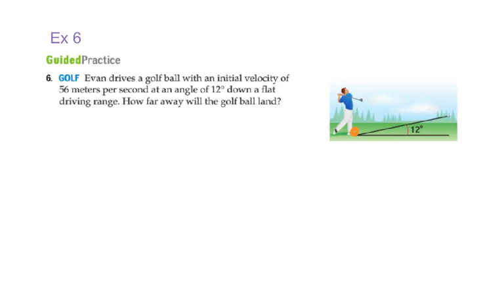Let's do example 6. A golf ball with an initial velocity of 56 meters per second at an angle that's 12 degrees down a flat driving range. How far away will the golf ball land? From the given information, we know the original speed is 56 meters per second, and theta equals 12 degrees.